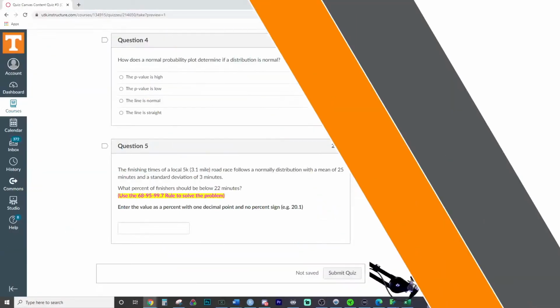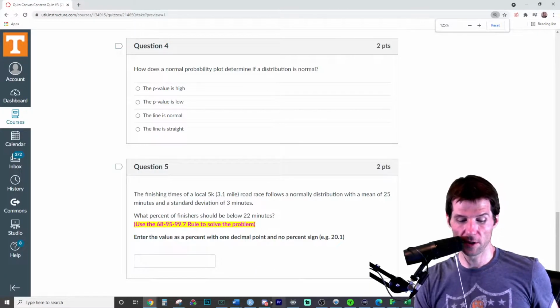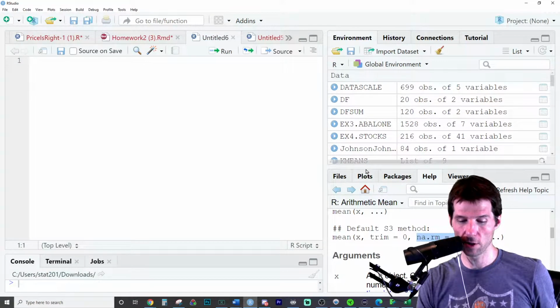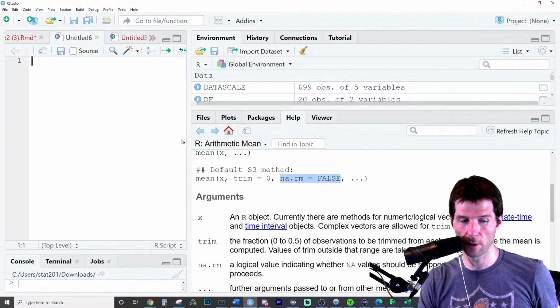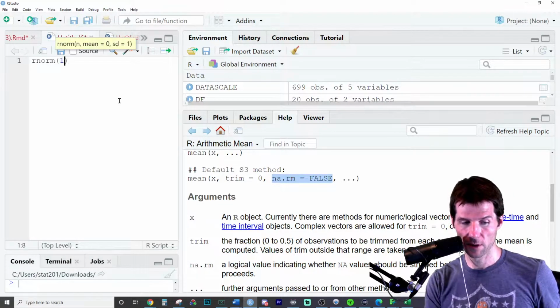How does the normal probability plot determine if a distribution is normal? Let's take a look to see if that one's on mine. Here we go. So the question is, how does a normal probability plot determine if a distribution is normal? We're going to use R for this. I want you to tell me the two things we know about a normal distribution. So I'm going to make some random normal numbers. You don't need to know how to use R. Here's 1,000 random normal numbers.